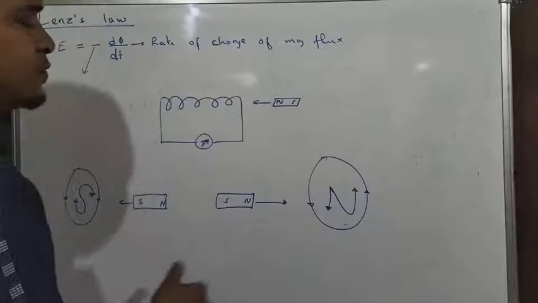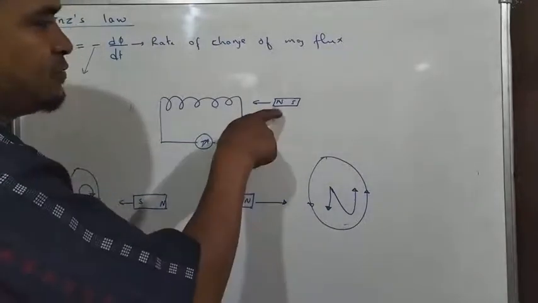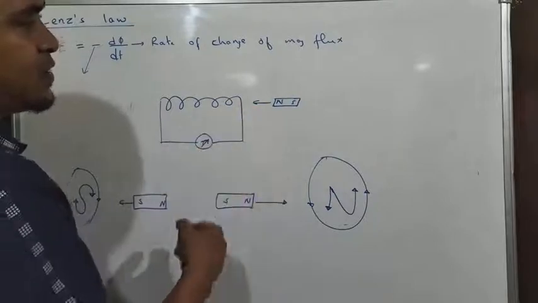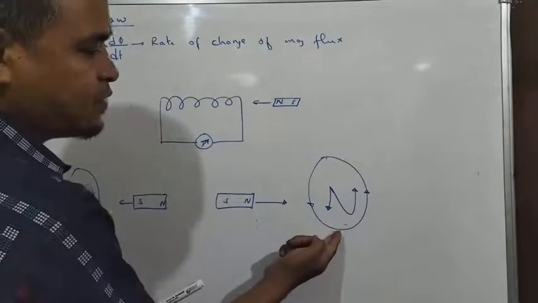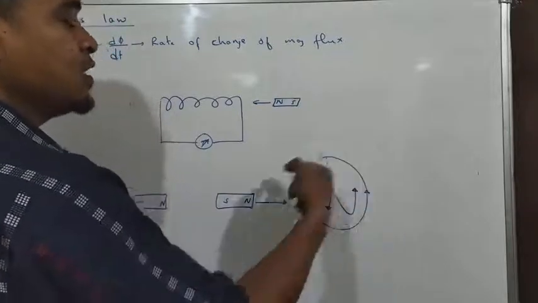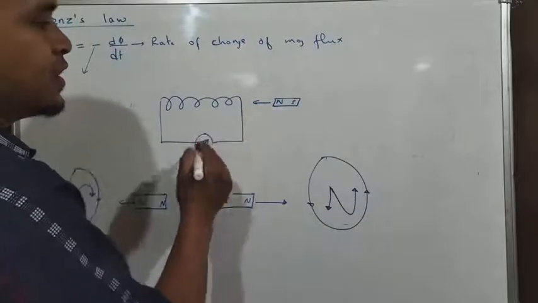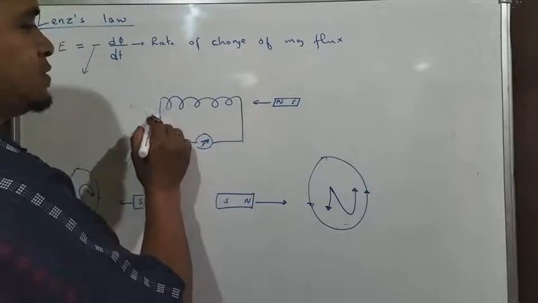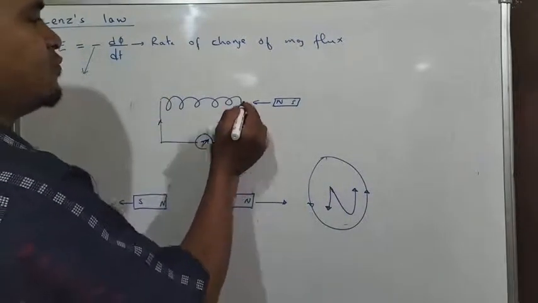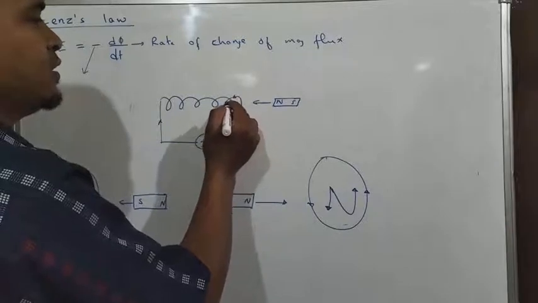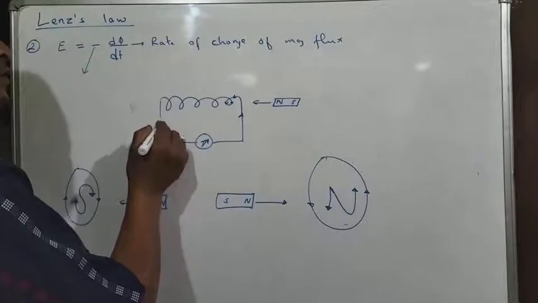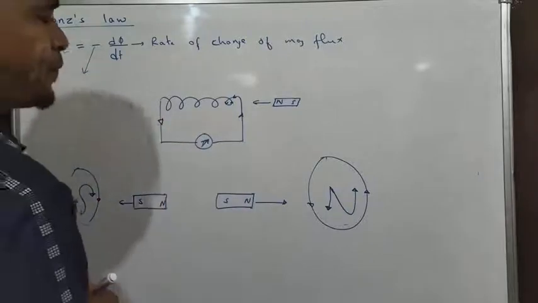So it is clearly seen that when the north pole is moving towards the coil in this way, the direction of current should be in the clockwise direction. So clockwise means like this. Sorry, this is anti-clockwise. So the current will be flowing through the coil in this direction.